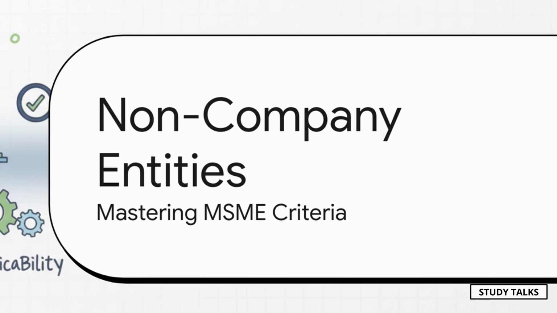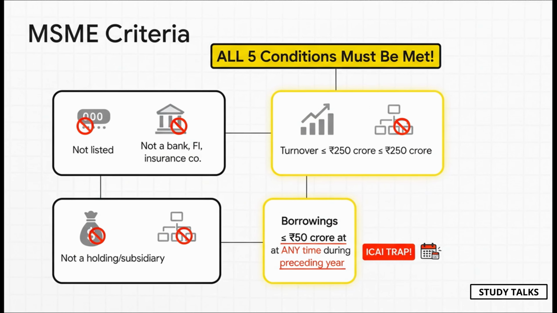All right, with the fundamentals locked in, let's dive into our first big category, the non-company entities. We're talking about your partnership firms, LLPs, sole proprietors, trusts, you name it. For these guys, the big question is, are they a micro, small, and medium-sized entity, an MSME, or do they get pushed into the large entity category? Okay, pay super close attention here. This slide is a make-or-break one. To get that MSME tag, a non-company has to satisfy all 5 of these conditions. I mean it. If it fails even one, just one, it's out. It becomes a large entity and has to follow all the rules, no excuses.